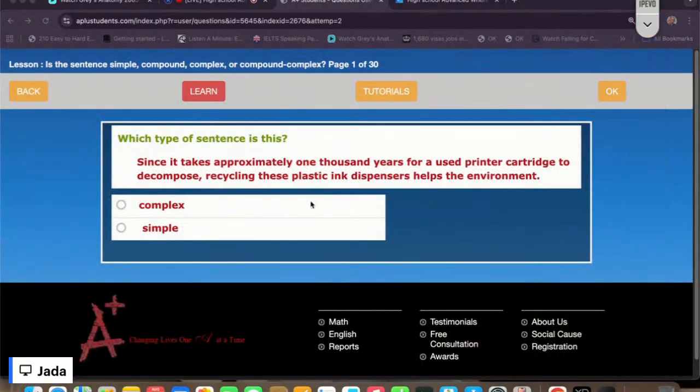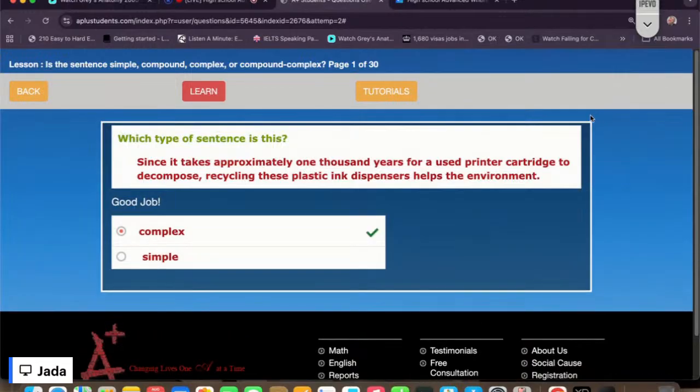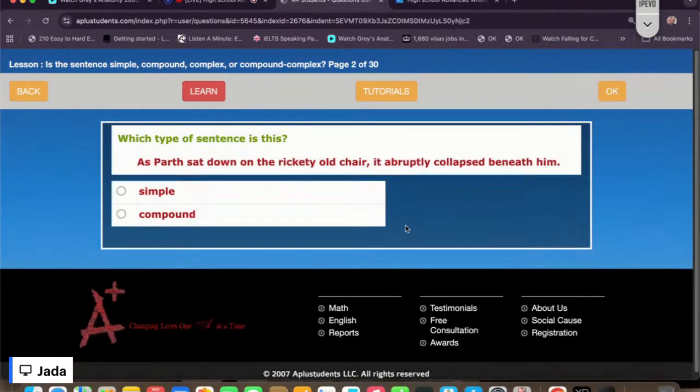You can share your answers with me if you know them, okay? So this is literally like the same question as the previous one we just did. So this is complex, okay? So which type of sentence is this? As Pat sat down on the rickety old chair, it abruptly collapsed beneath him. Simple or compound?